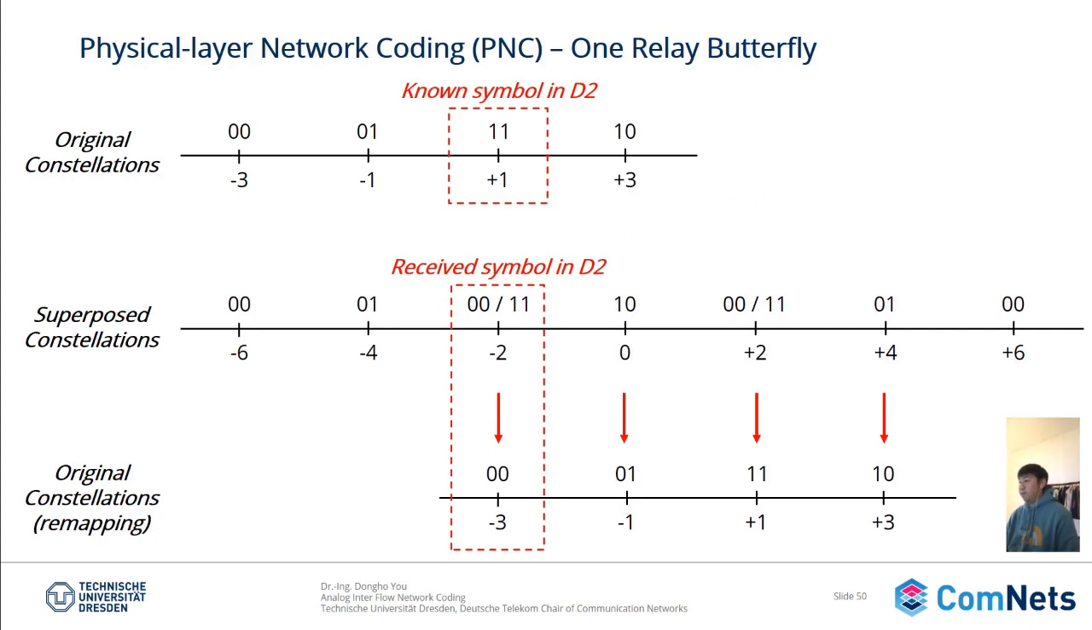Okay, actually this is the end of physical layer network coding. Next, let's see analog network coding, which is a simplified and modified version of physical layer network coding. Okay, see you.